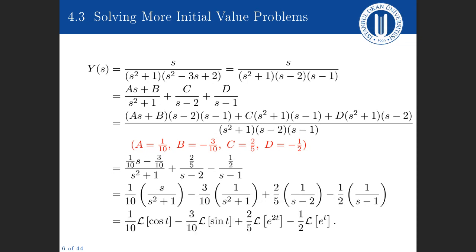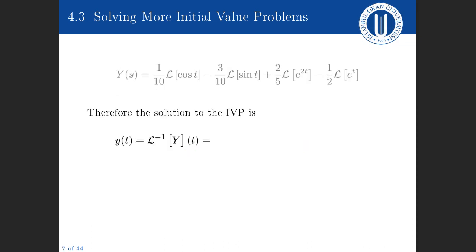This is actually 1 over 10, the Laplace transform of cos t, minus 3 over 10, Laplace transform of sine t, plus 2 over 5, Laplace transform of e to the power 2t, minus a half, Laplace transform of e to the power t. And once we've got to this point, we're almost finished. As soon as we've got to this point, we can write down that small y must be the inverse Laplace transform of this function.